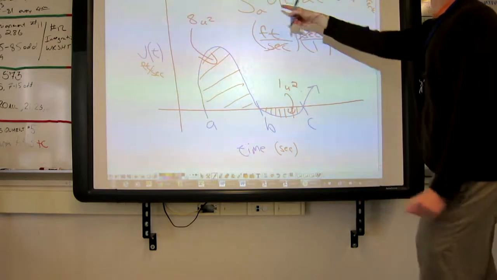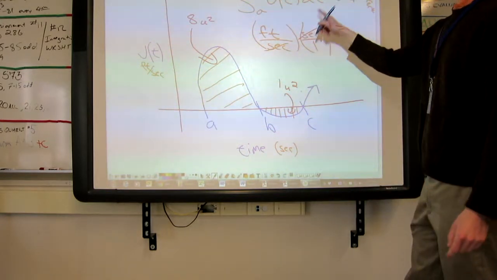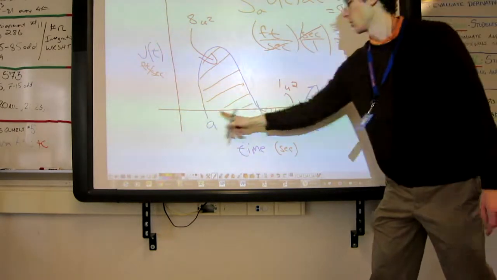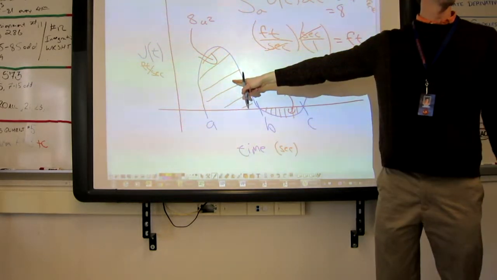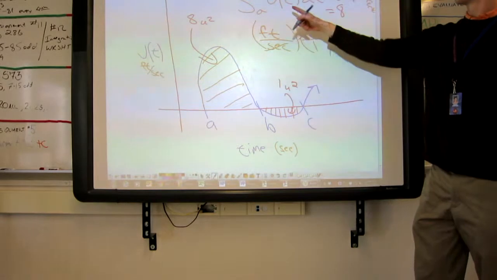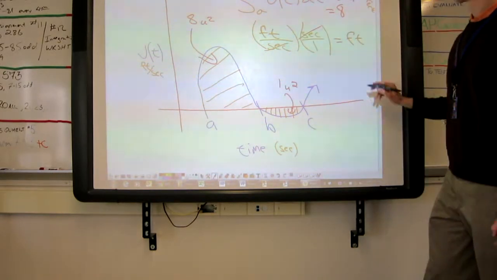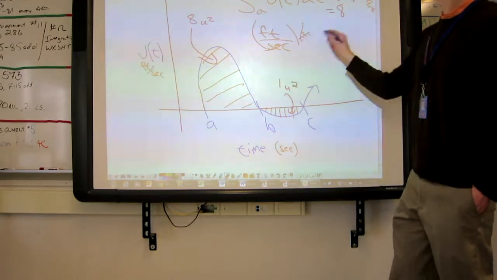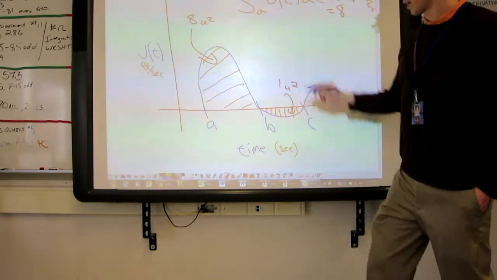So in this particular case, integral from A to B of v of t dt is going to be 8, because integral from A to B is 8 units. Does that sort of make sense, guys? Yeah. Now, what would be the integral from A to C? What's that equal to? 7, right?